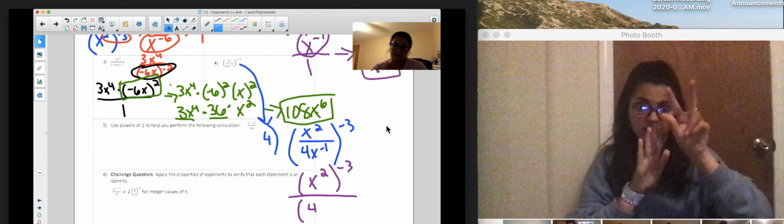The first thing I'm going to do is separate the fraction. So I'm going to separate x squared, and that's going to be raised to the negative third. And on the bottom, I'm also going to have 4x to the negative 1, and that's going to be raised to the negative third. So this is applying to the top and to the bottom.